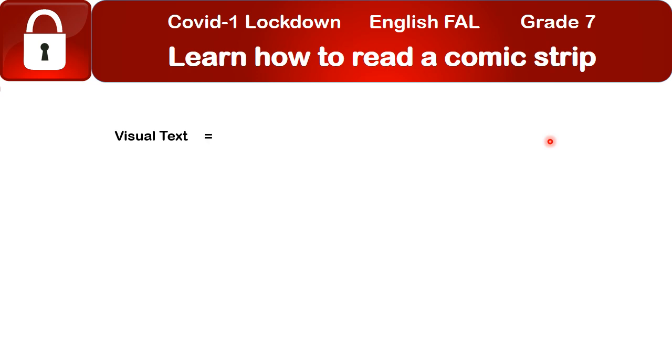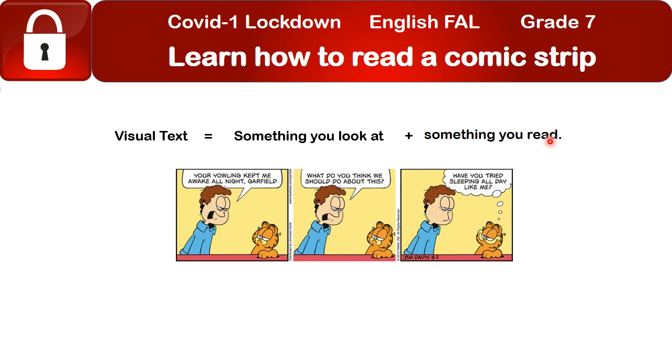Now, a comic strip is a visual text. A visual text is something you look at as well as something you read. When we look at this comic strip, we see that there is something to look at and there is something to read. This makes a visual text also a multimodal text. A multimodal text means that there are multiple modes or multiple aspects to a visual text.